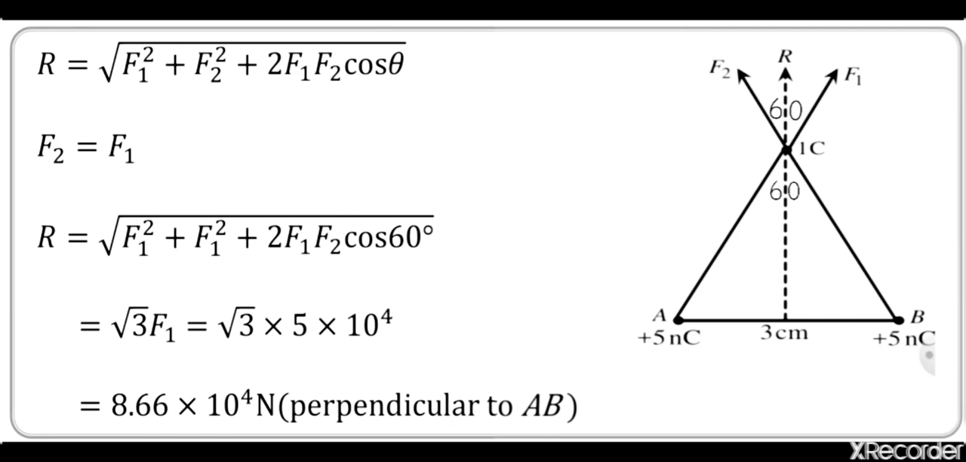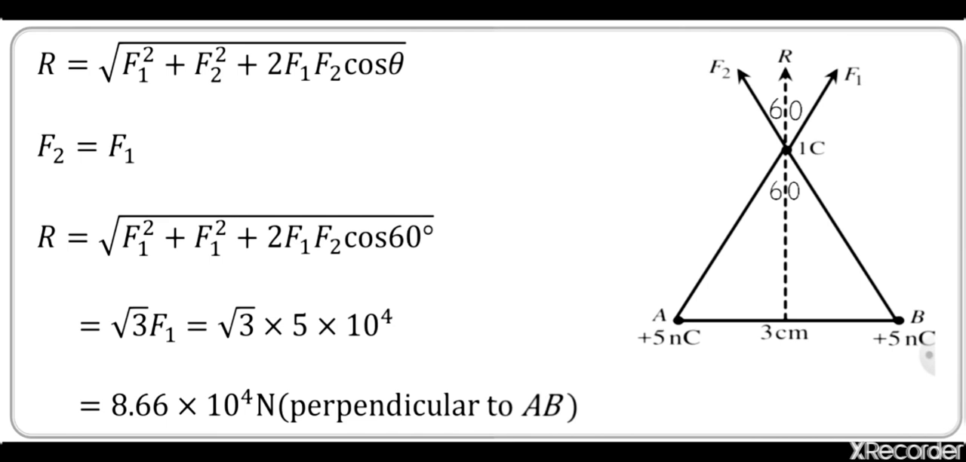Now use the formula of resultant force. R equals root of F1 square plus F2 square plus 2 F1 F2 cos theta. Here the theta becomes 60 degree, and by the values F1 is equal to F2. Substitute that, and the resultant force is root 3 F1. So this formula we already discussed, the resultant force from equal charges at any 2 points in an equilateral triangle, that you can directly write here, root 3 F1.